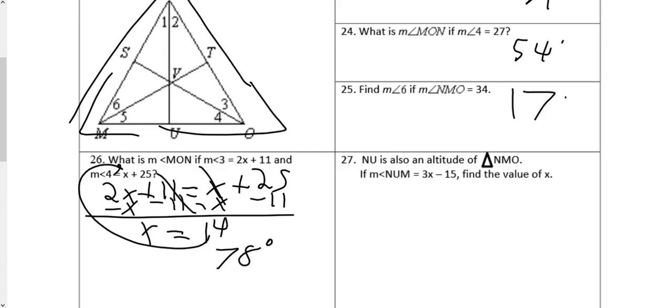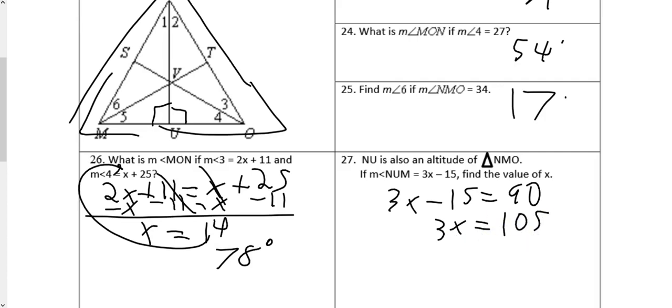Last one, NU is also an altitude. Ooh. That means we have 90-degree angles here. If NUM is 3x minus 15, find the value of x. So we just set this equal to 90. We add 15 to both sides, so that's 105, and then we divide by 3, and we get x is 35.